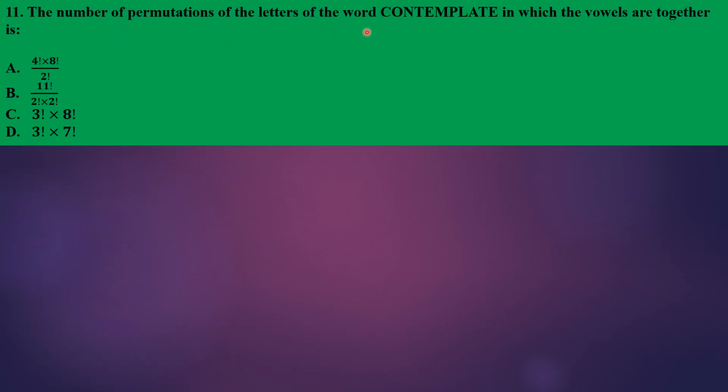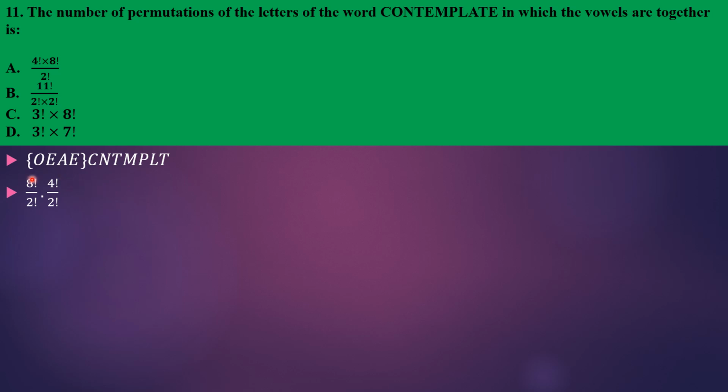The number of permutations of the letters of the word contemplate in which the vowels are together is, all right, so we just want to write out that word and then get all the vowels together. So you have O, E, A, E here, and then all the consonants together, C, N, T, M, P, L, T. So how many ways can you get this arranged?